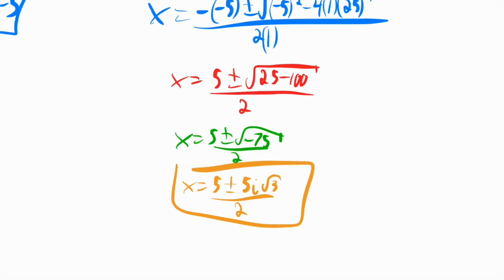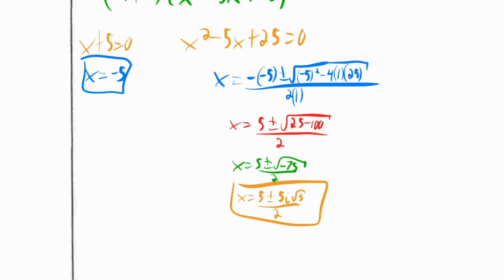And those are 2 answers, as well as x equals negative 5. In the orange, I can't simplify any further. If I could simplify this complex answer further, I would.